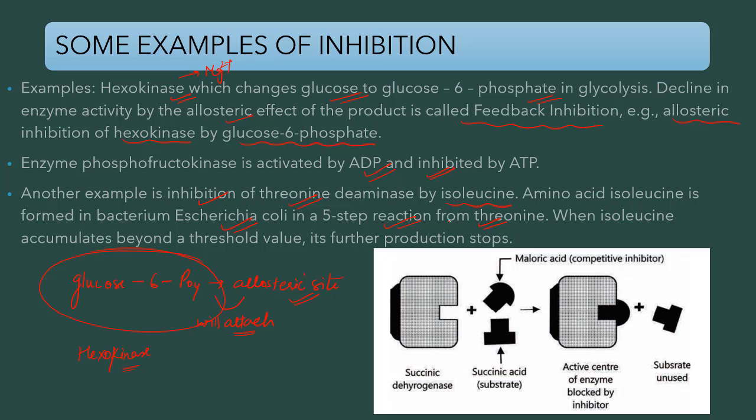So threonine makes isoleucine. When isoleucine accumulates beyond a threshold value, its further production stops. They are known as what? Product allosteric feedback inhibition. Understood? Succinic dehydrogenase: succinic acid is the substrate, malonic acid is the competitive inhibitor. This is the example I have already told you in the previous slide.